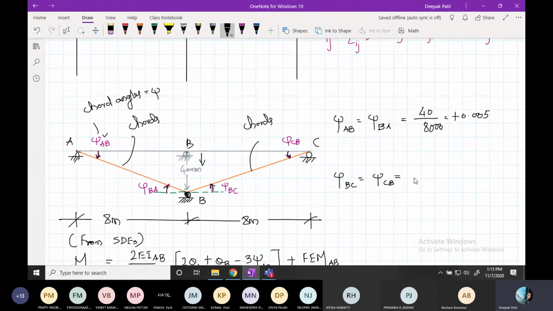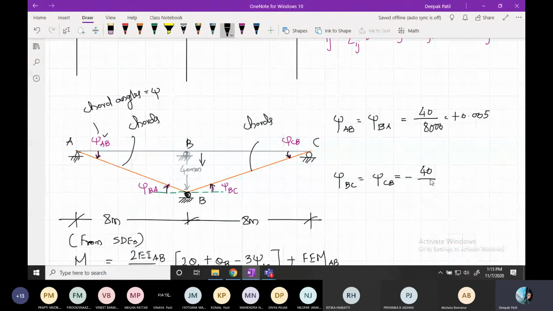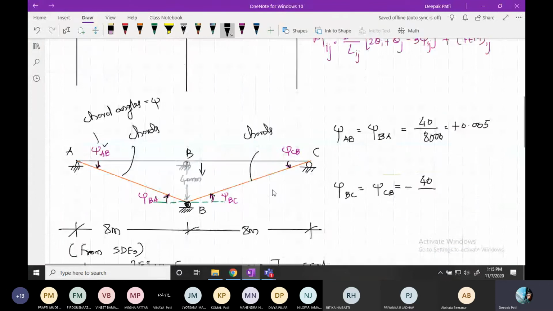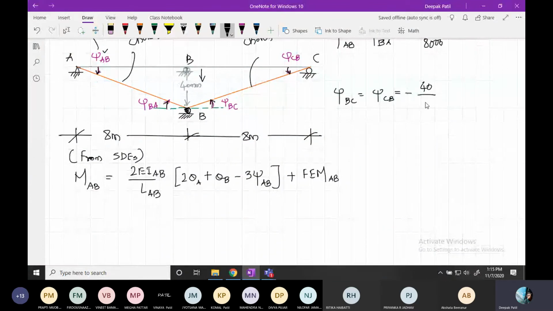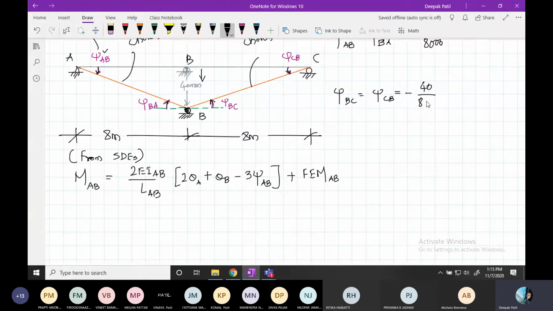Now what will happen to psi BC and psi CB? Obviously, they will be negative. Negative 40. And what is the span BC? Span BC is once again 8 meters. So that is minus 40 millimeters divided by 8000 millimeters. So this comes out to be minus 0.005. Okay, psi AB and psi BC are now known to us, right?